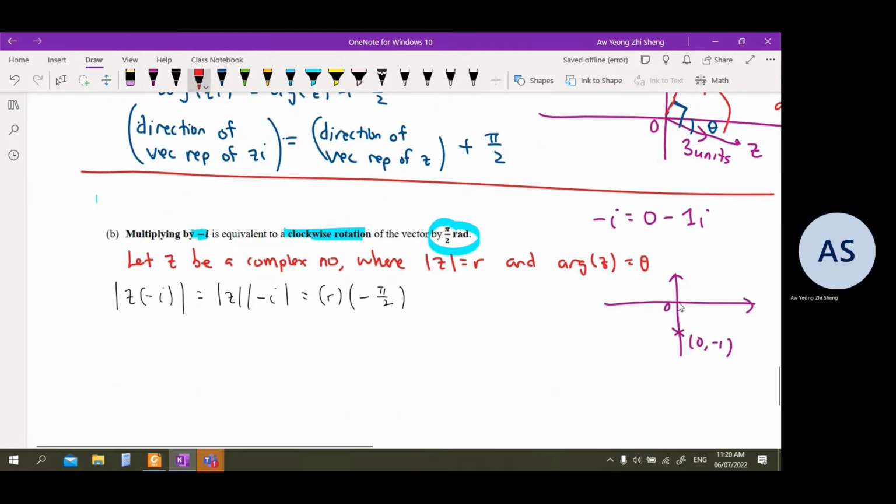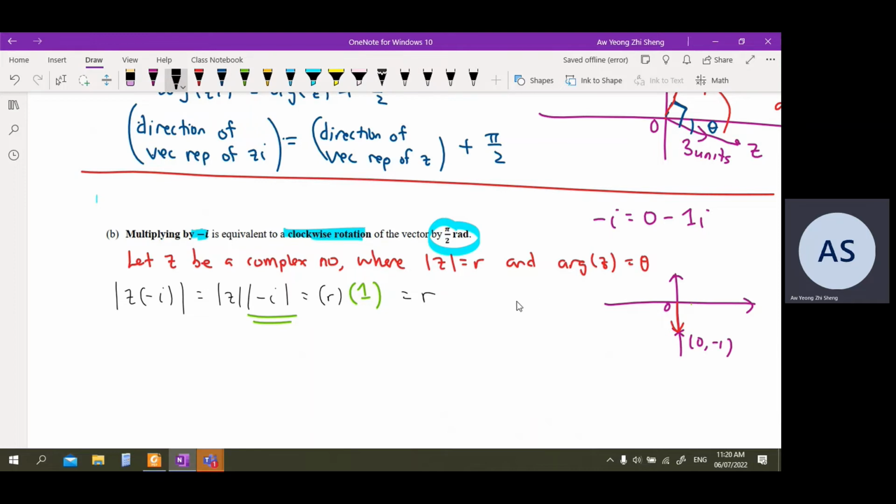Its vector representation is this way. So you measure 90 degrees in the negative direction. That's why you have negative pi over 2 as the, okay, sorry, modulus is the length, not the angle. Sorry for the mistake. The modulus of negative i will be the length of this vector representation. It will be this 1 unit. This is 1 unit.